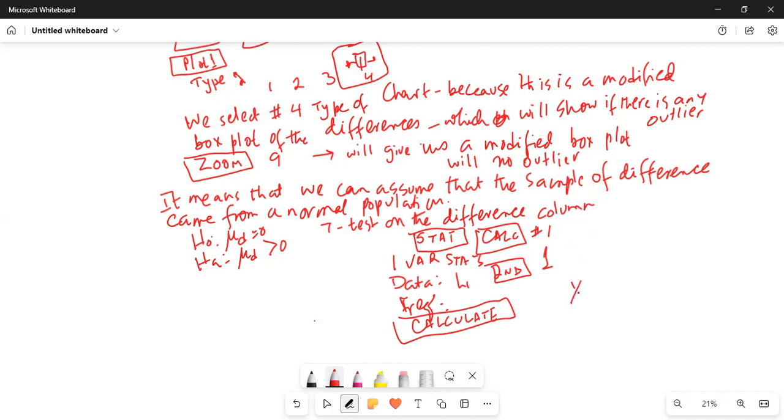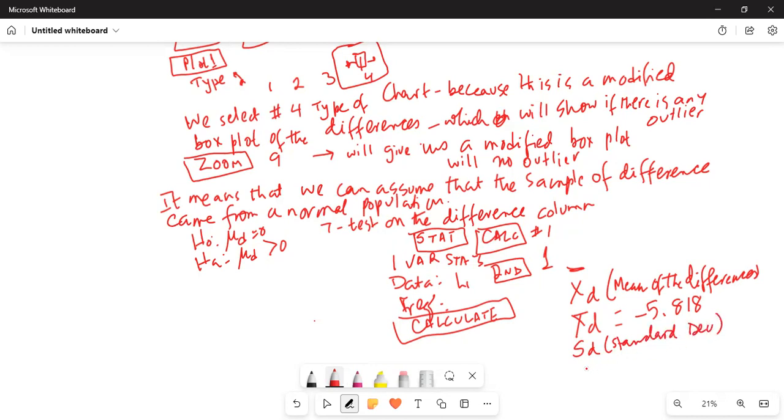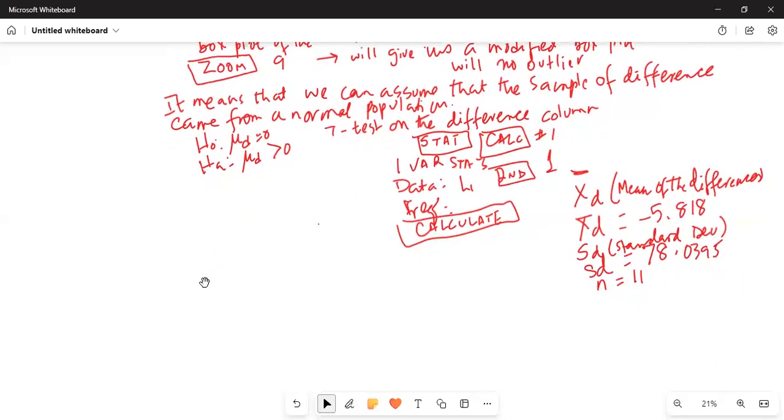So the mean of the differences, XD bar, is equal to minus 5.818, and SD, which is the standard deviation of the sample, is equal to 78.0395. Remember, my sample size N is equal to 11. Okay. Now let me change the color of the ink and I'll move a little bit. I'm ready to calculate my test statistic.